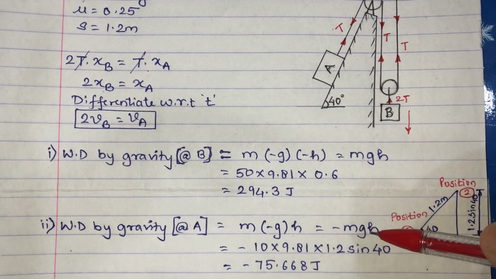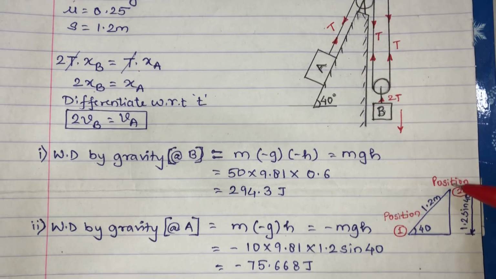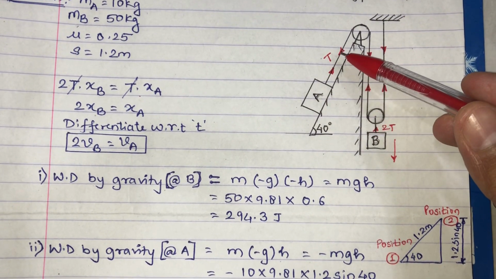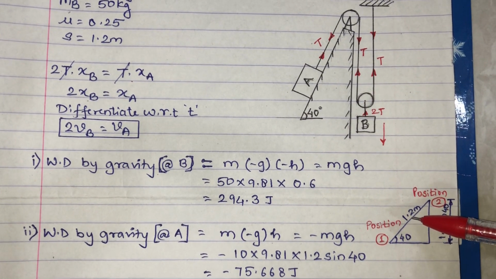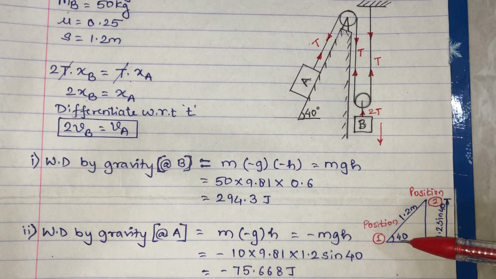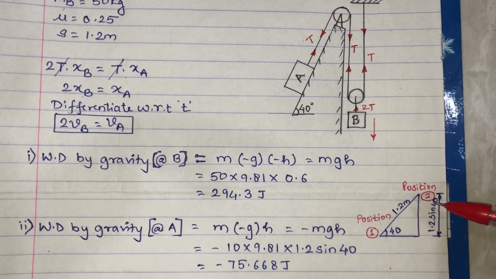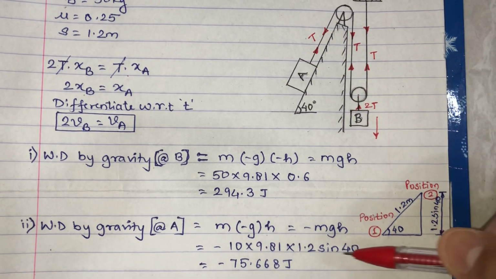Now talking about H. Now if you look from position 1 to position 2, the position 1 is right now where the block is. Once it will move, it will reach position 2. That position 1 to position 2, it will cover 1.2 meter. This is 40 degree angle. So this side will become what? 1.2 sine 40. And we are taking that H as 1.2 sine 40.